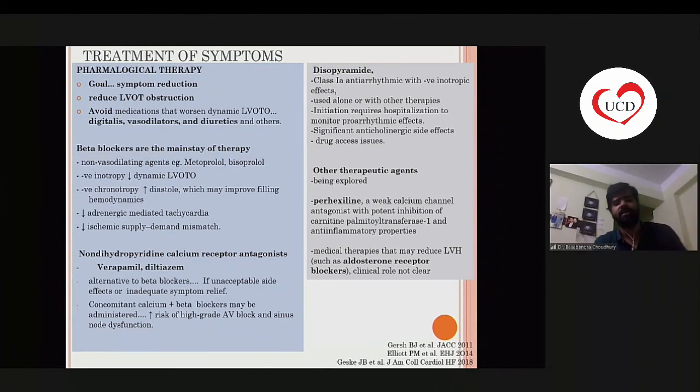We have already seen beta blockers are the mainstay. Non-dihydropyridine CCBs can be added to it, with increased risk of heart blocks. Disopyramide is an alternative, and if these two fail, it can be used as an adjunct. Newer drugs are coming up, like perhexiline and aldosterone receptor blockers, which have a non-conclusive role till now.